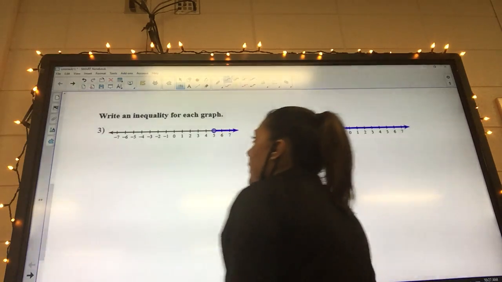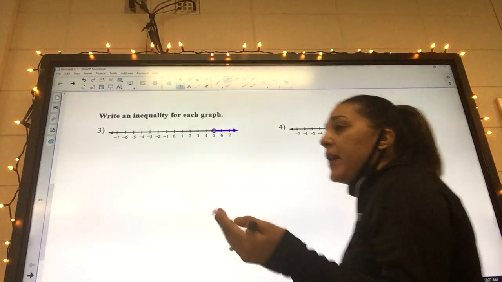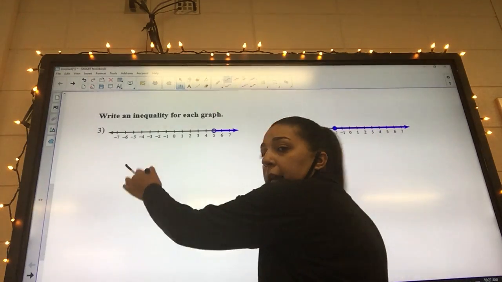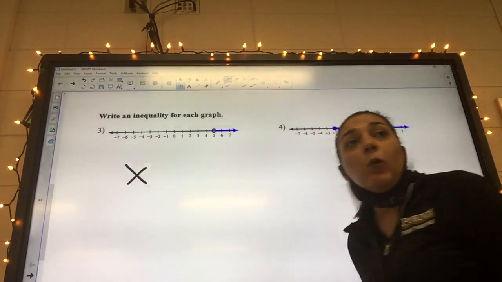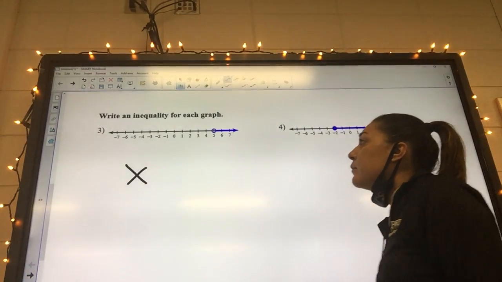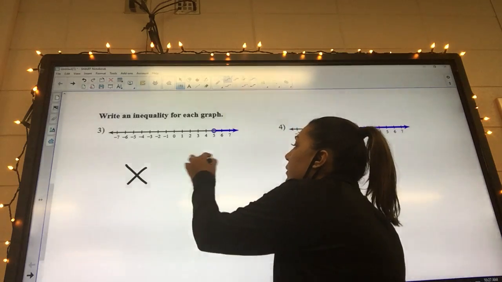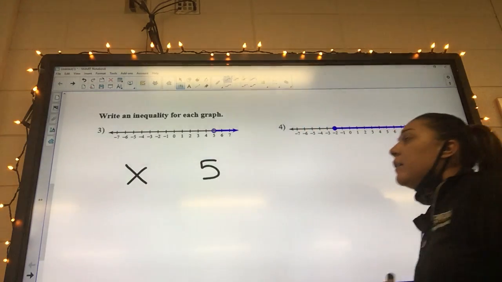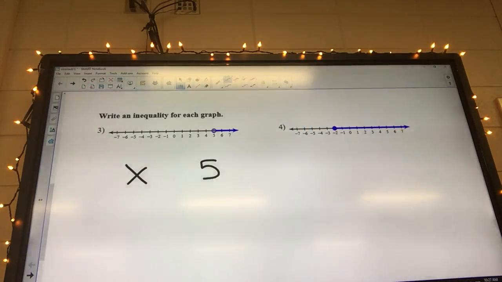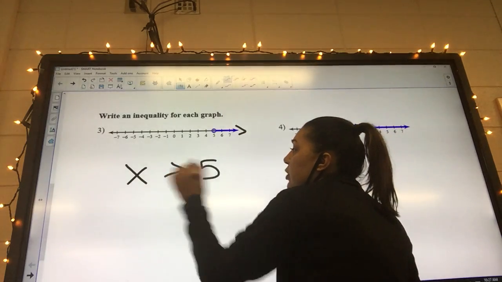Okay, let's look at the next ones. It says write an inequality for each graph. Okay, so you can pick any letter. So we're going to say X, and our number is going to be what? What's our number? 5. And it's going to be an open circle. Okay, which way is the arrow going? It's going to be X is greater than 5. Okay, so it's going this way, so that means this sign should be this way.